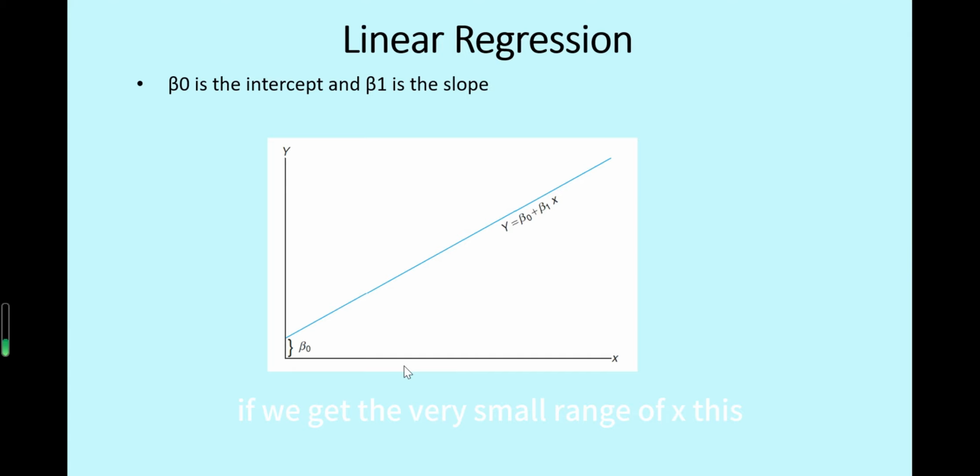If we get a very small range of x, this straight line is not very stable, right? It might shake from here, from there, if we do many estimations. But if every time we get a very large x range, then this straight line will be stable and we get a small variance for this slope, right? We are very interested in this slope more than the intercept, because this slope determines the relationship between x and y.